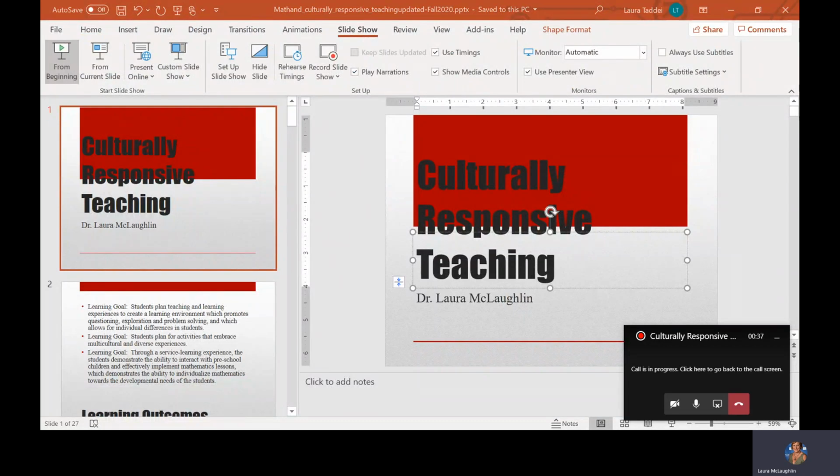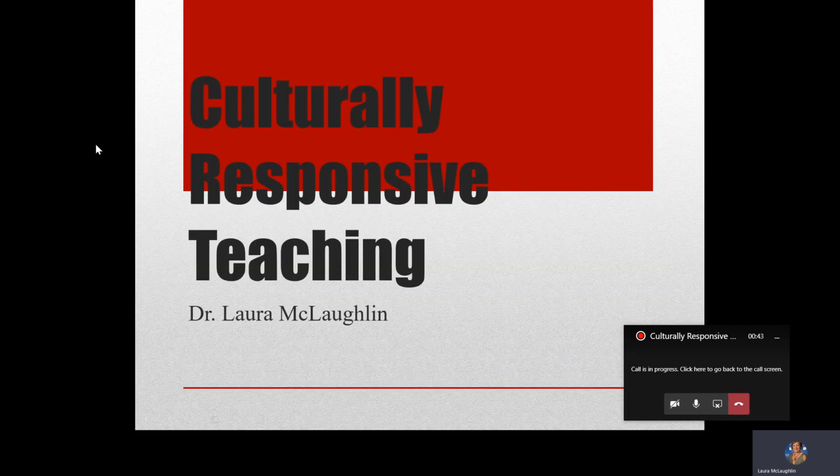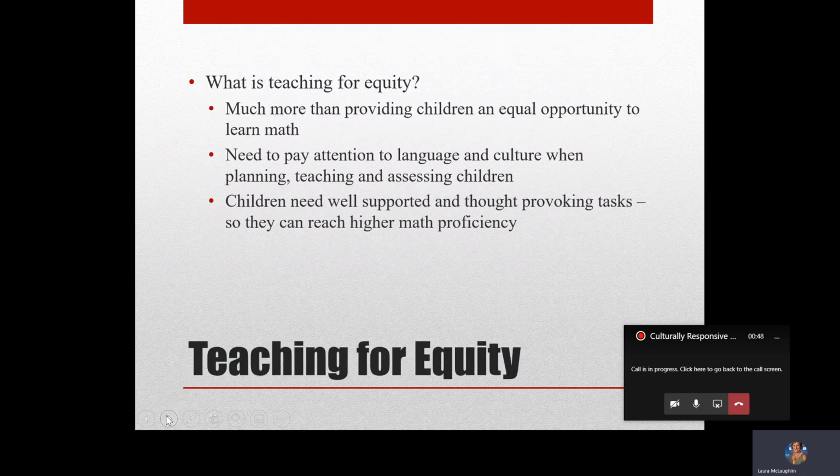Hello, everyone. So we're going to talk about culturally responsive teaching. All right. And this is based off of chapter 5. So what is teaching for equity?